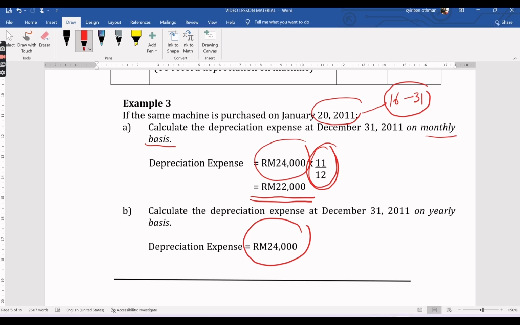Okay, so that's why in B you can see the depreciation expense at December 31st, 2011 is the full 24,000, even though the item was purchased on 20th of January. Because if you are using yearly basis, it doesn't matter when you bought the asset, it will be fully depreciated for that particular year.